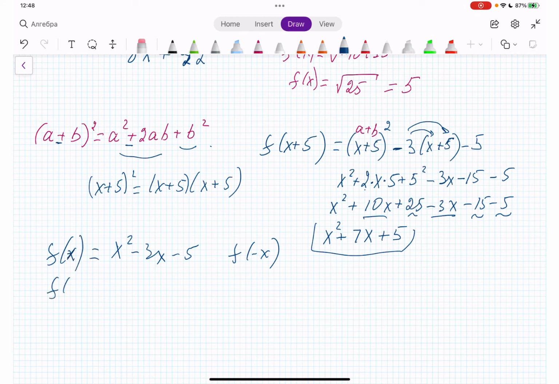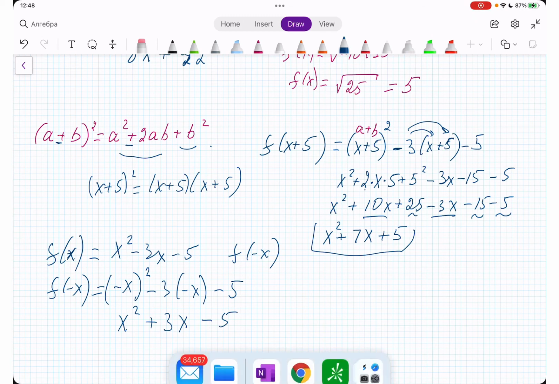So f of negative x is going to be equal negative x squared minus 3 times negative x and minus 5. This is going to be positive x squared. This is going to be plus 3x. Negative 3 times negative x is positive, and minus 5. So x squared plus 3x minus 5.